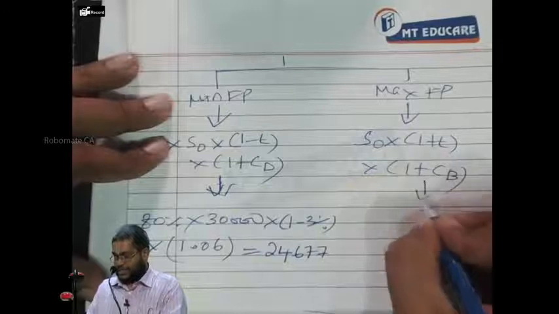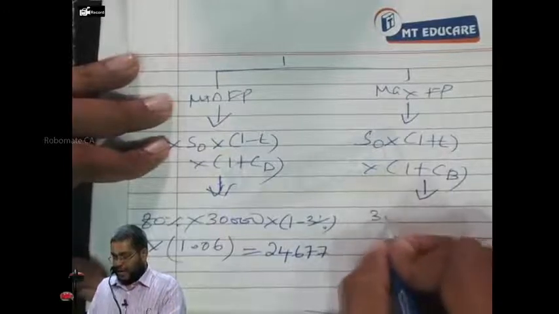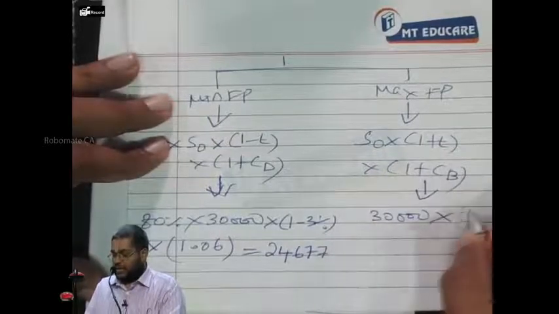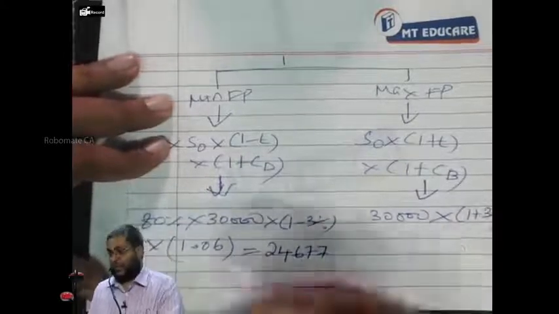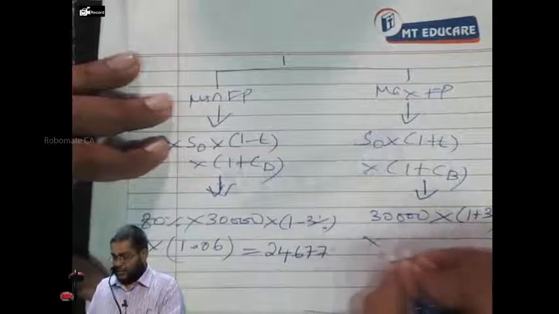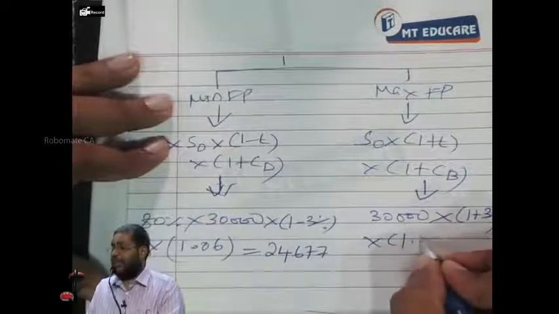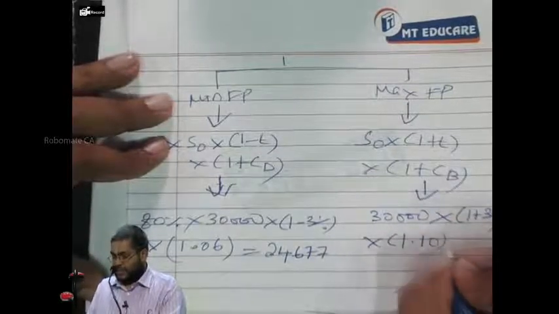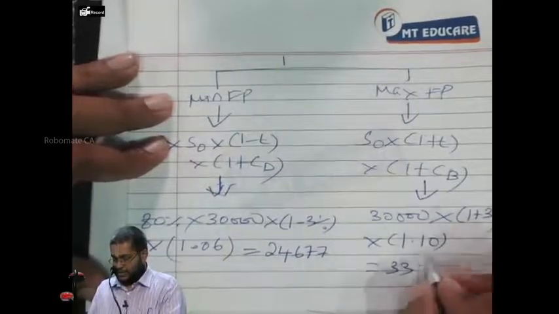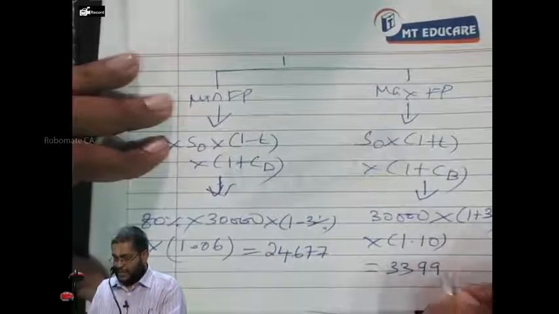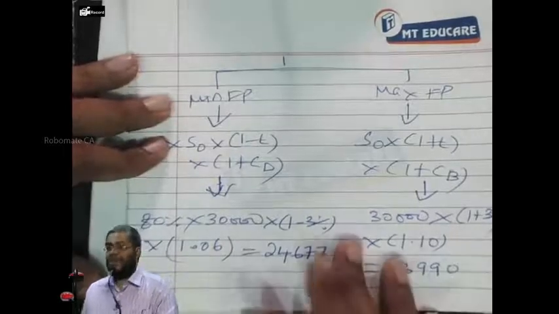Come to the next stage. Okay. What is the spot gold price? 30,000 into 1 plus 3% brokerage, into 1 point. What is the interest rate? 10%. What number do we get? 33,990.